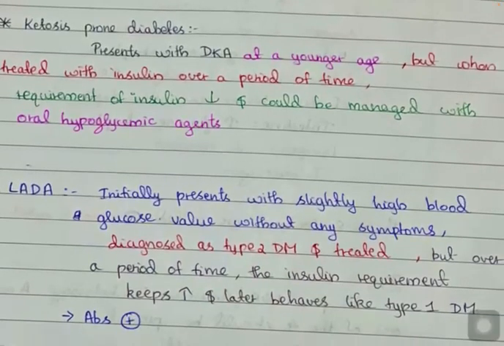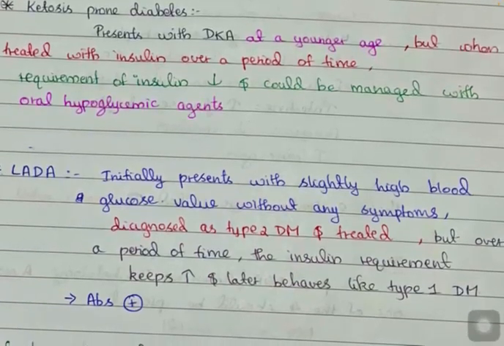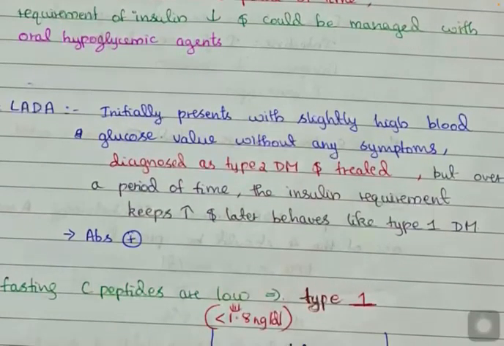Then LADA is just the opposite. Initially, the patient presents with slightly high blood glucose value without any symptoms and is diagnosed as type 2 diabetes mellitus and treated. But over a period of time, the insulin requirement keeps increasing and later on it behaves like type 1 diabetes. So antibodies are positive in case of LADA.